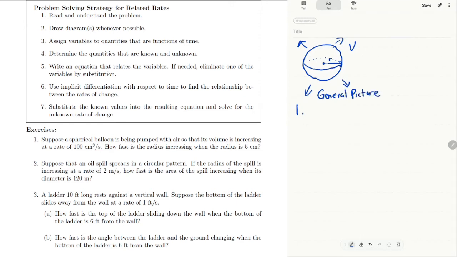We see that the volume and the radius are both increasing over time. The other diagram will provide us the instantaneous moment that we're interested in. What we're interested in is how fast the radius is increasing the moment when the radius is 5 centimeters. So when the radius is at 5 centimeters, we want to know how fast the radius is increasing.